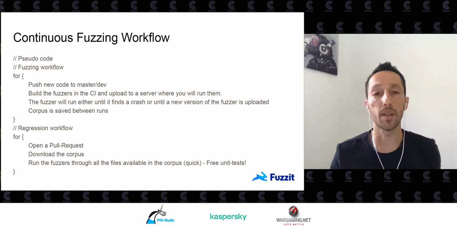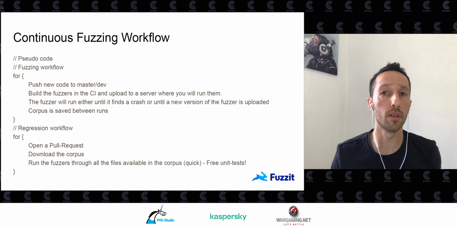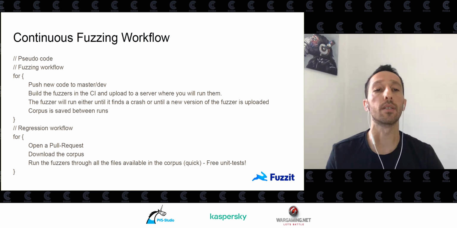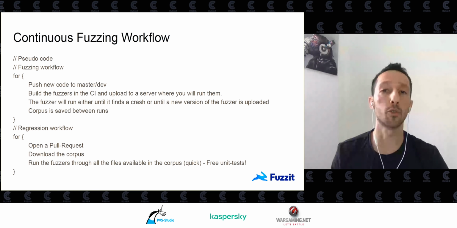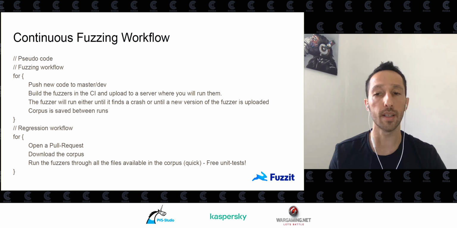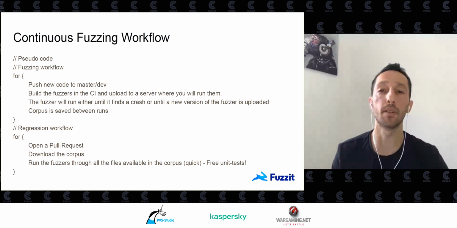Also, it will help you find new crashes, right? And the second workflow, which I call a regression workflow, is a nice way of reusing all these auto-generated test cases to improve your unit tests. So, for example, every time you open a pull request, you can download the corpus from your servers. And then you run libFuzzer, which has a way of running only the test cases that you pass to it. So it doesn't do any fuzzing; it's just doing regression.